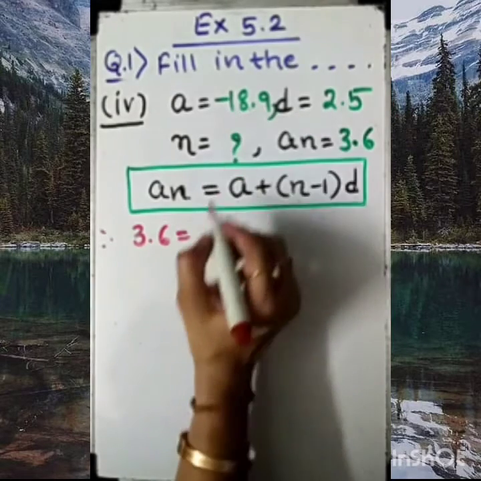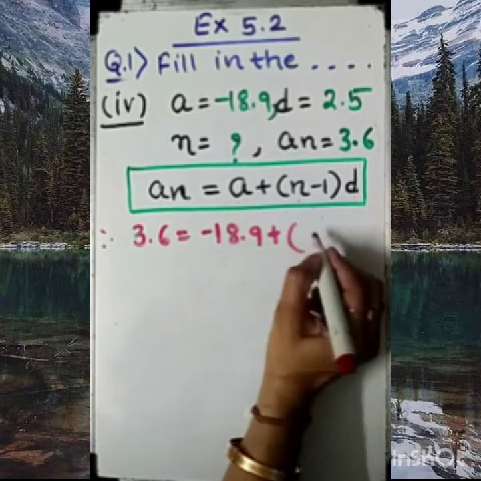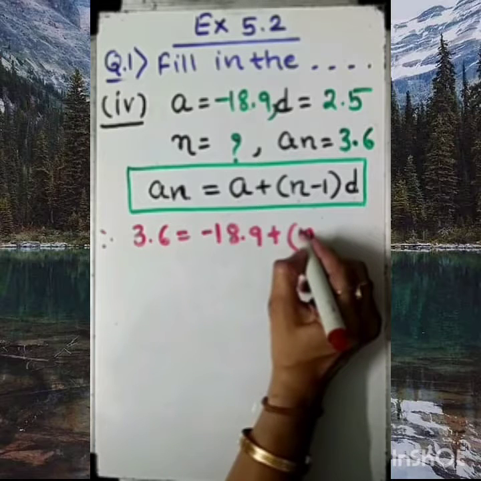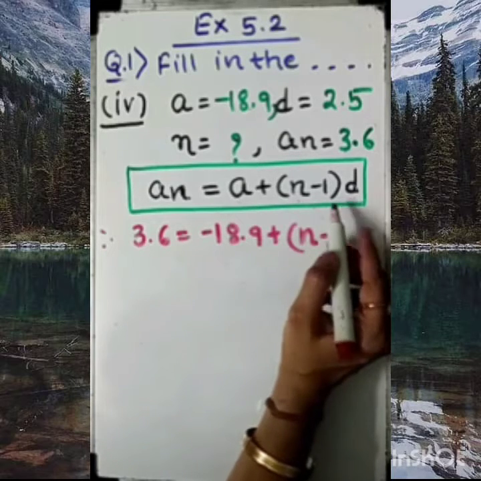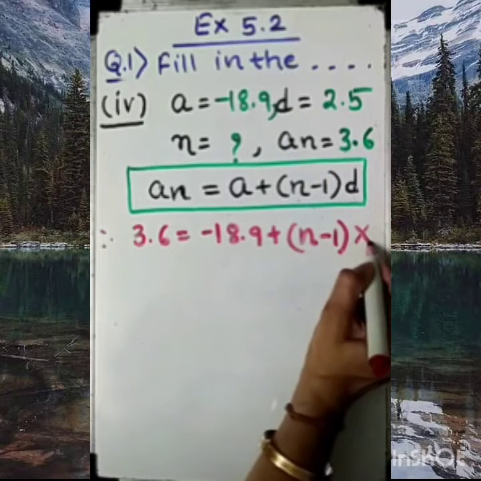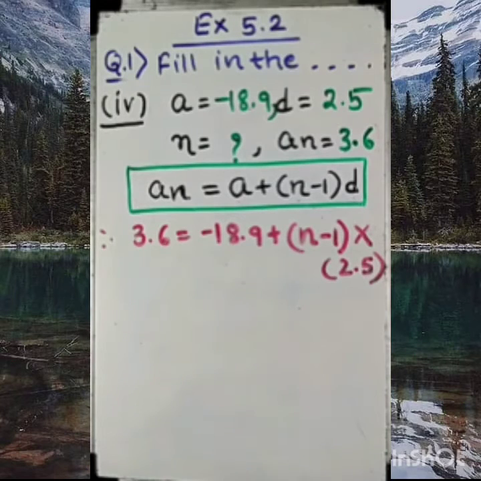Now in that formula I am going to substitute the value of An that is 3.6. A is negative, minus 18.9. And we do not know n, let it be as it is, n minus 1, 1 is as it is. And of course the value of D here I am mentioning into 2.5. Okay, this is what we are given, I have mentioned only.